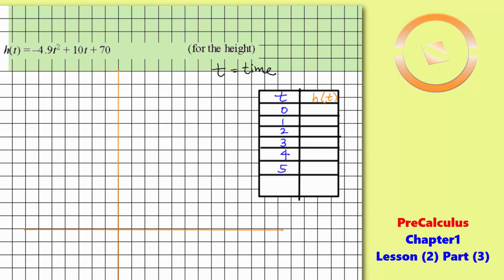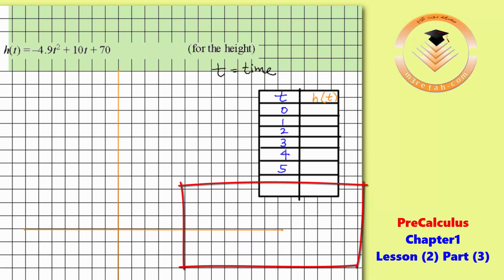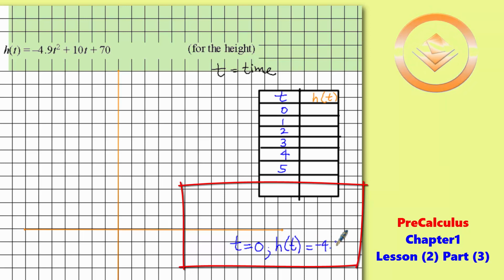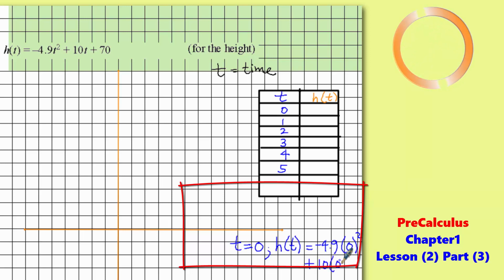If t is equal to 0, for example, then our h of t, or our height, would be equal to negative 4.9 times 0 squared plus 10 times 0 plus 70, so that would give us 0 plus 0 plus 70. So at 0 we have 70.